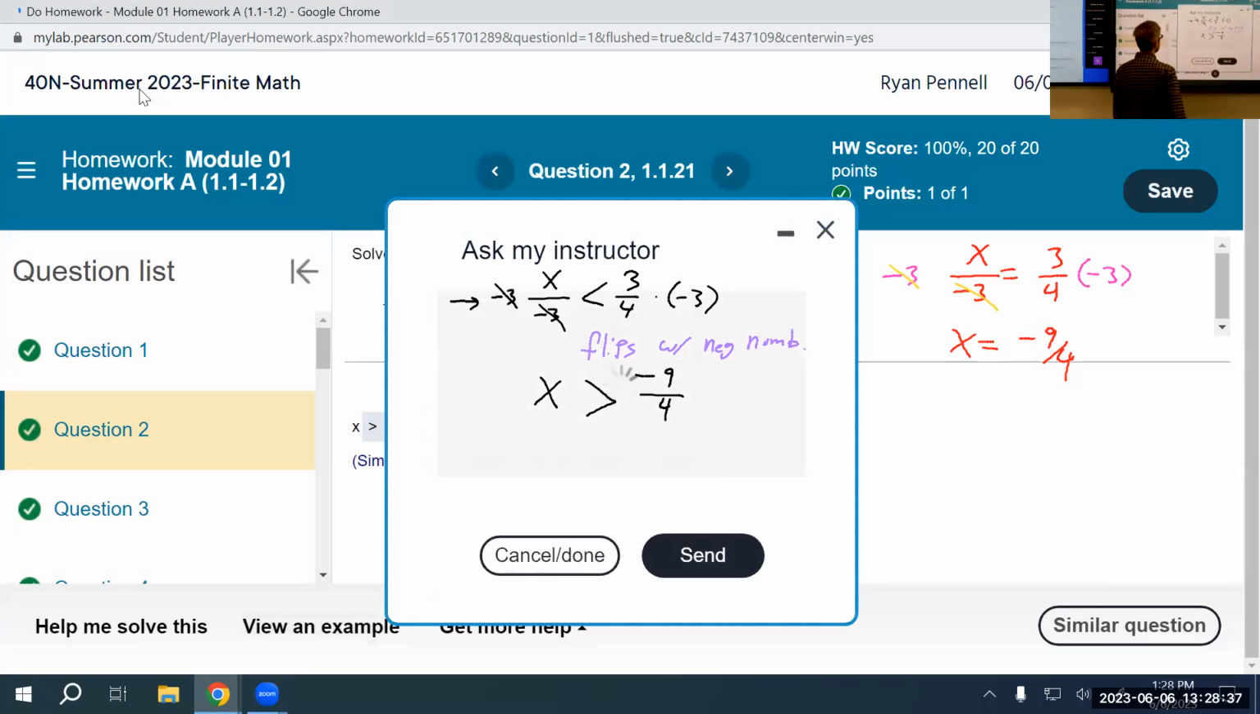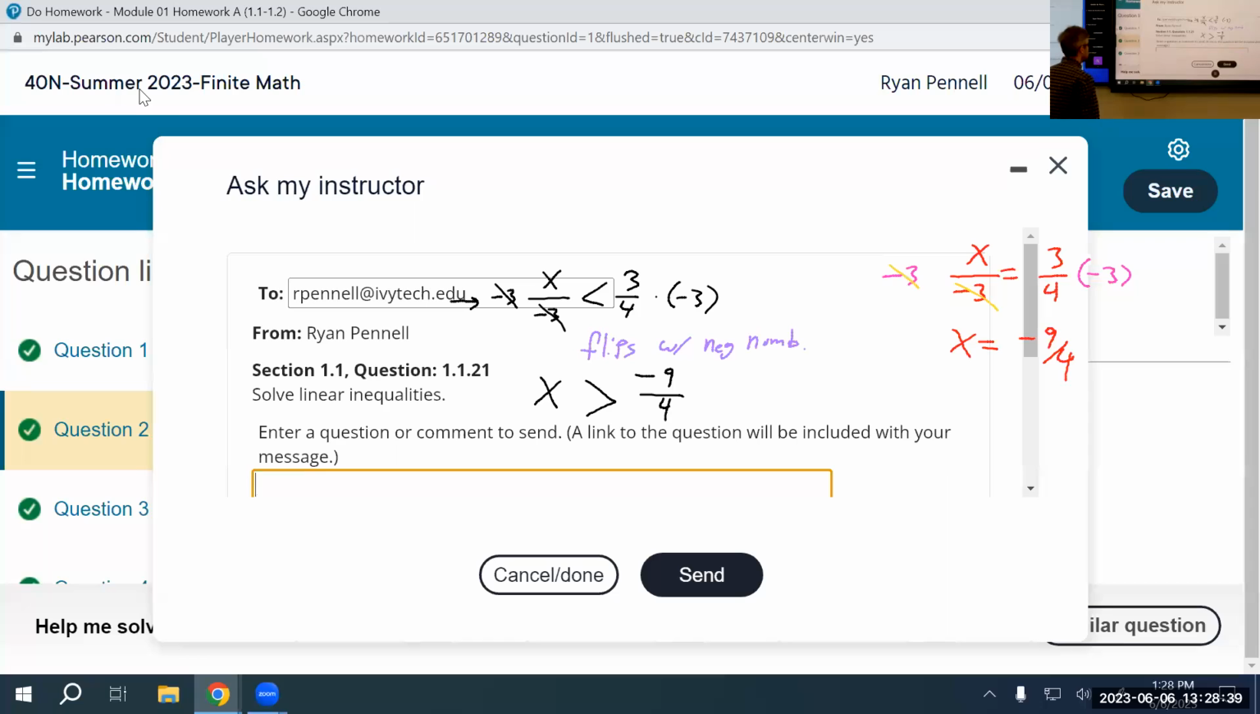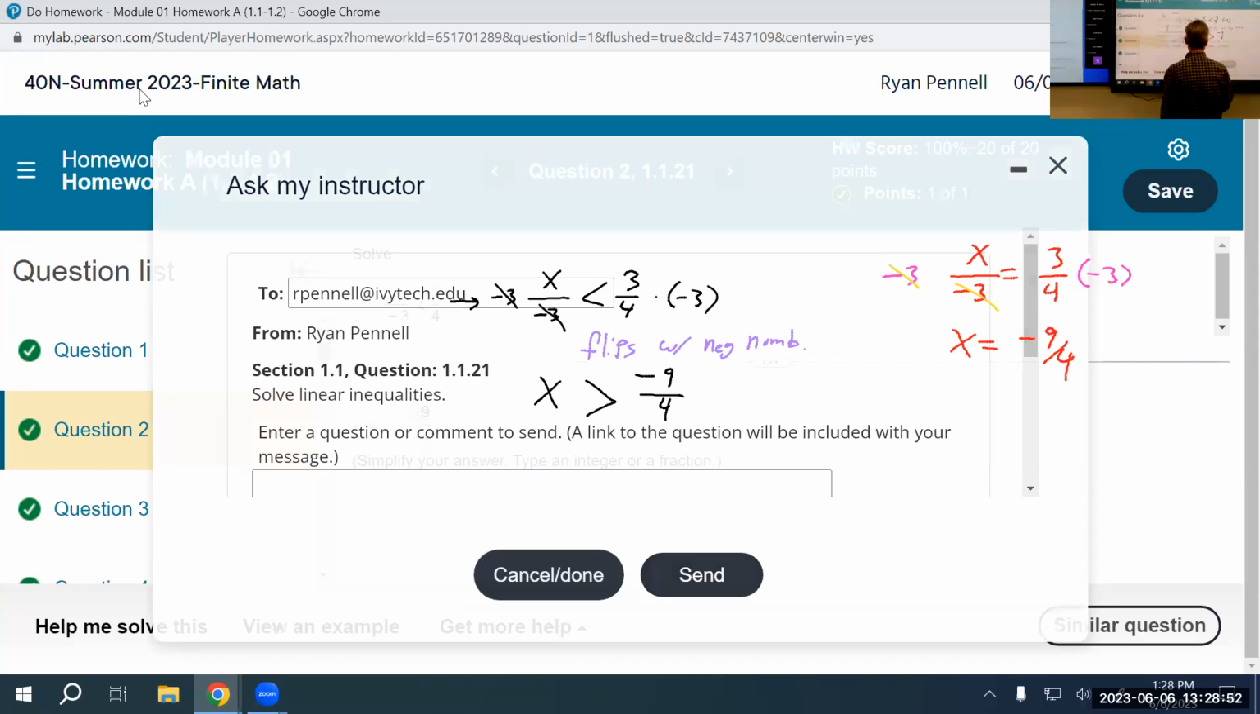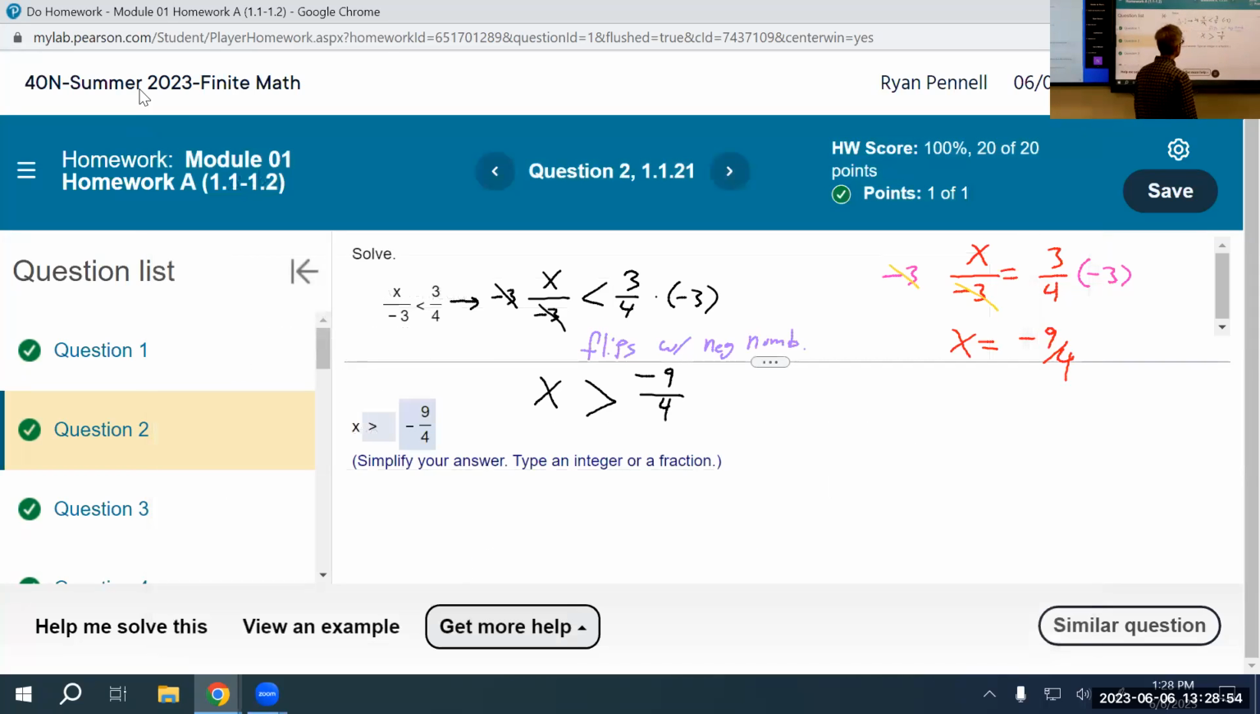And then there's always Ask My Instructor, which is just going to email me, and you say, hey, I'm really stuck on problem 2 here. I think it should be x is greater than negative 9/4, but it's saying it's wrong. Can you help me? And I'll try to help you as soon as I can. So you got some help there.